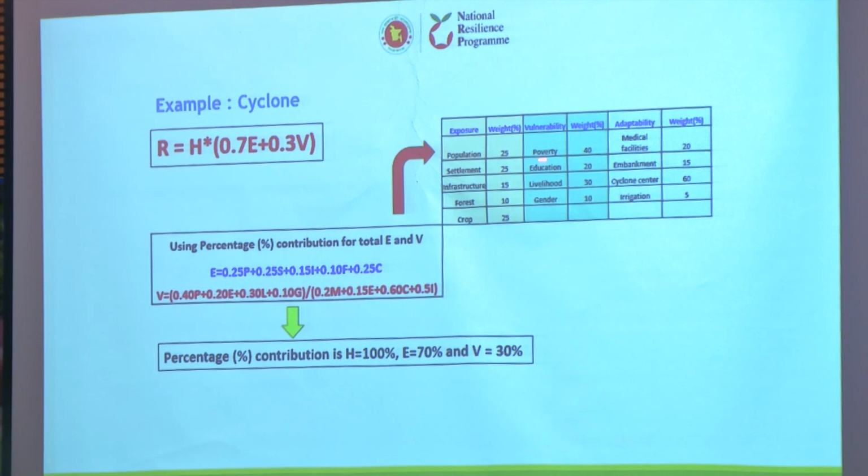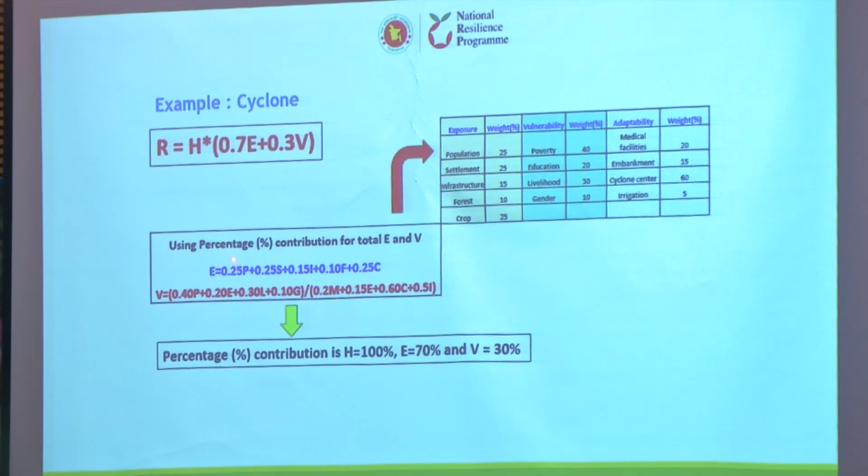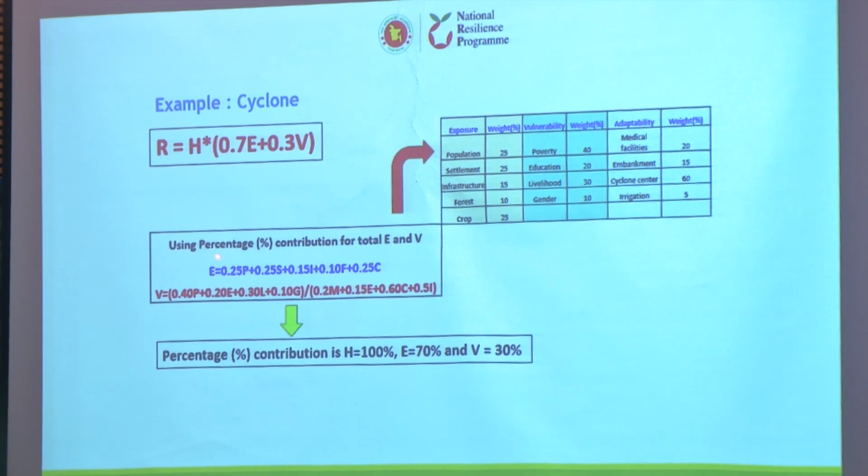And vulnerability is defined by the small p, or small vulnerability, by the adaptability. So the percentage of contribution is how they use this method for assessment of the exposure.